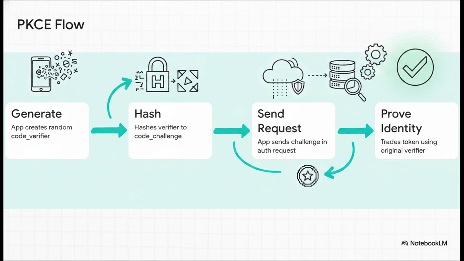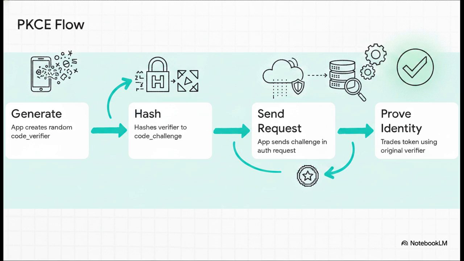Instead of a permanent, hard-coded secret, PKCE forces the mobile app to create a dynamic, one-time secret for every single login attempt. First, the app creates a random string called a code verifier. It mathematically scrambles it, or hashes it, into a code challenge. It sends that challenge to the auth server during the initial request.